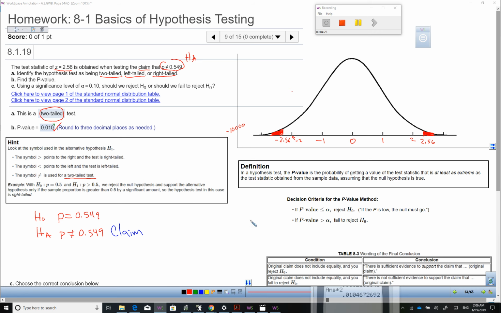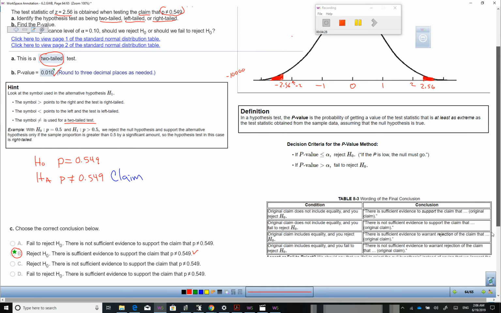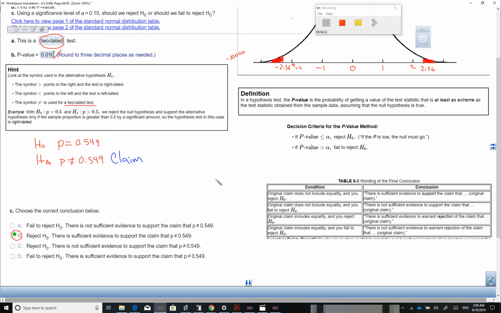Okay. So the next step is to choose the correct conclusion below here. For this part, I need to compare the p-value I obtained on part B. P-value is 0.010, and I need to compare it versus the significance level, which is given in the problem here, 0.10, and we can tell here that the p-value is less than the significance level.